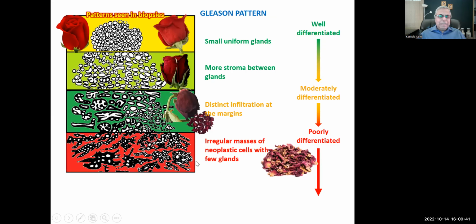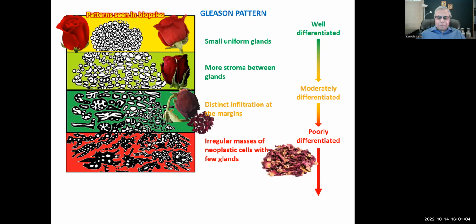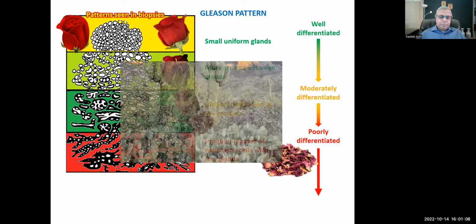Now, what you see in the biopsy is that there are irregular masses of neoplastic cells with few glands, okay? So pattern number 4: poorly formed glands, fused or cribriform. A large number of cells are invading the surrounding tissue, and the glands and the cells are poorly differentiated, which means they don't look like the normal prostate glands or the normal acinar cells.